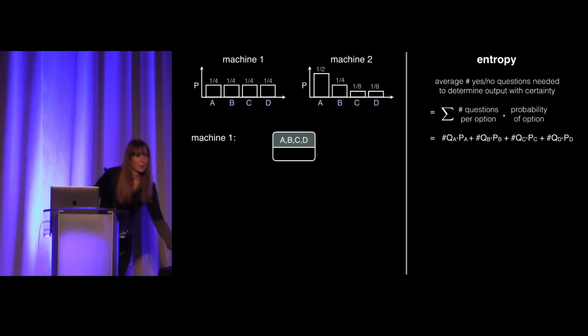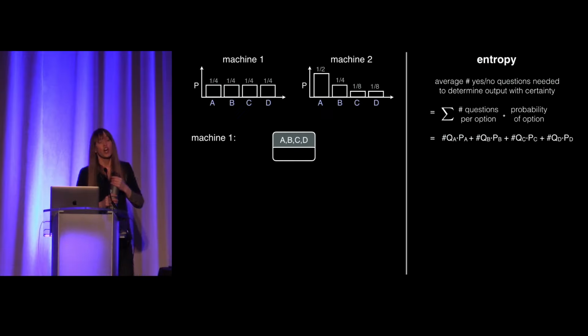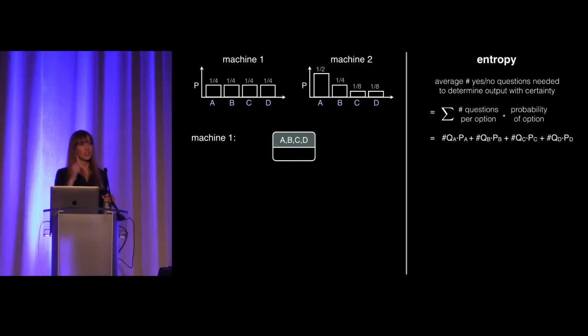Yes? When you say determine the output with certainty, you mean literally the exact string? No, the single output at a single time. So we're just going to be asking for, yes, exactly. So the question was, are we trying to produce the whole sequence, or are we just trying to, here we're just trying to determine a single letter in this sequence?